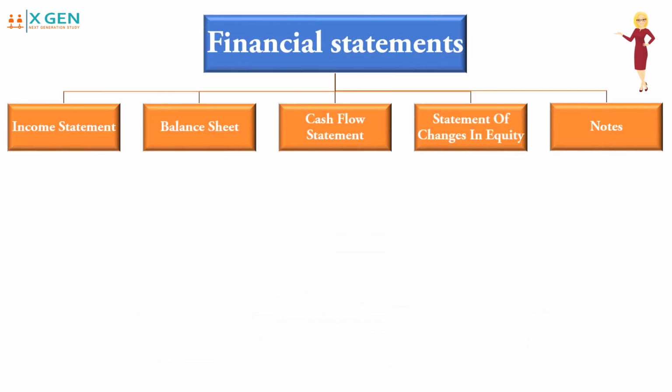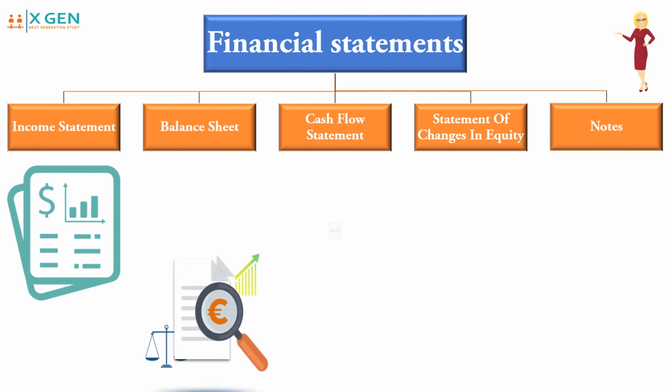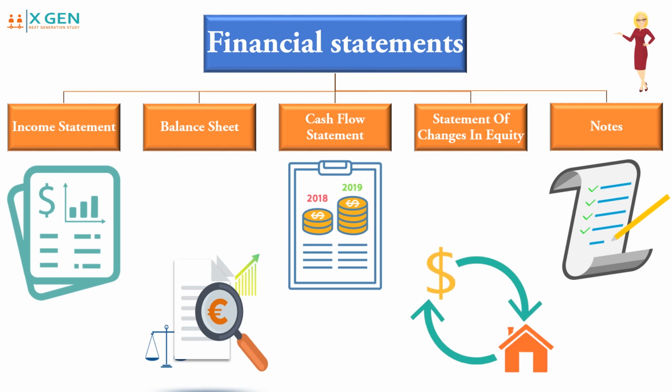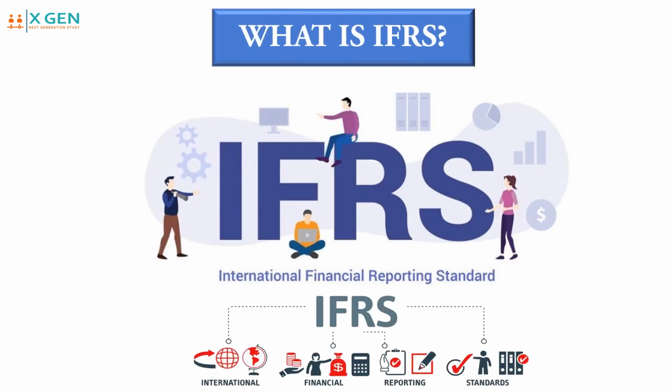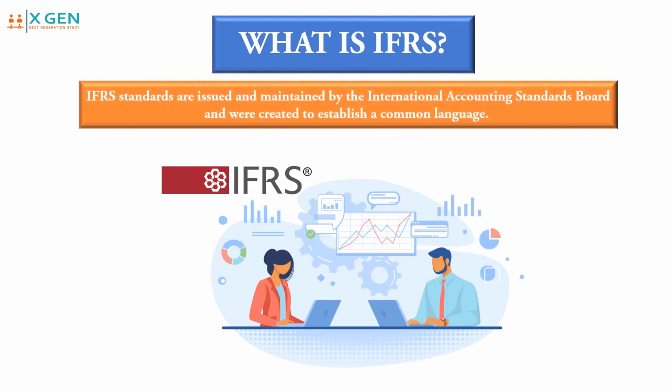All organizations maintain these sets of statements: income statement, balance sheet, cash flow statement, statement of changes in equity, and notes under IFRS or GAAP. IFRS stands for International Financial Reporting Standards. These standards are issued and maintained by the International Accounting Standards Board and were created to establish a common language.